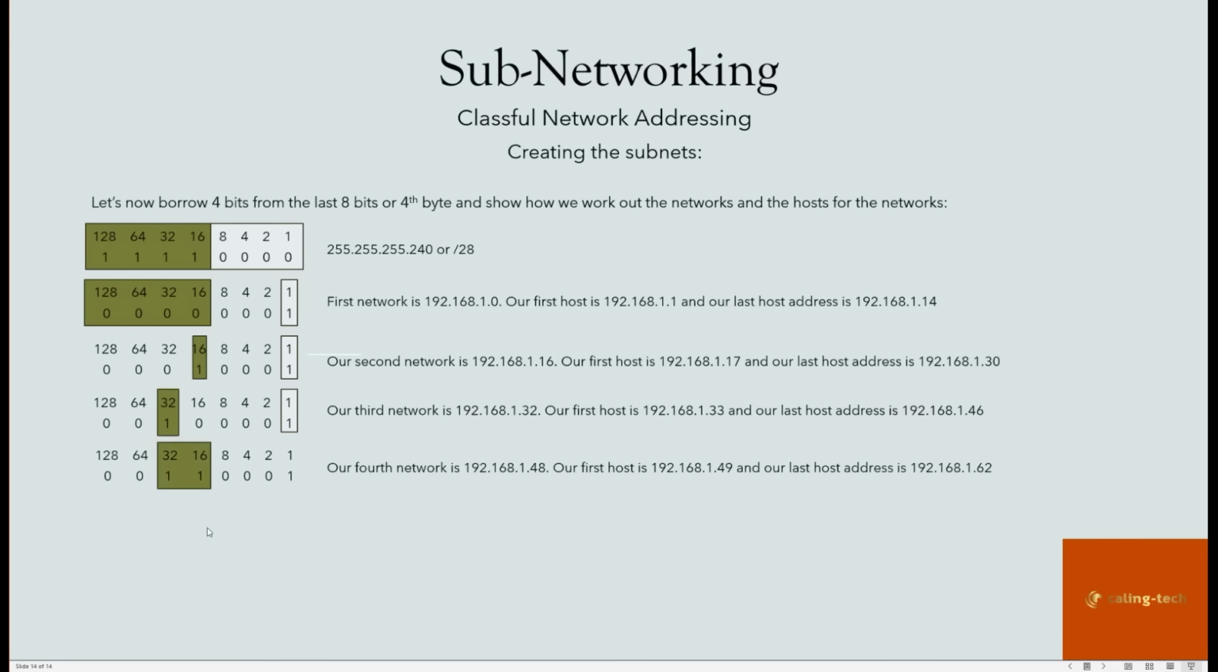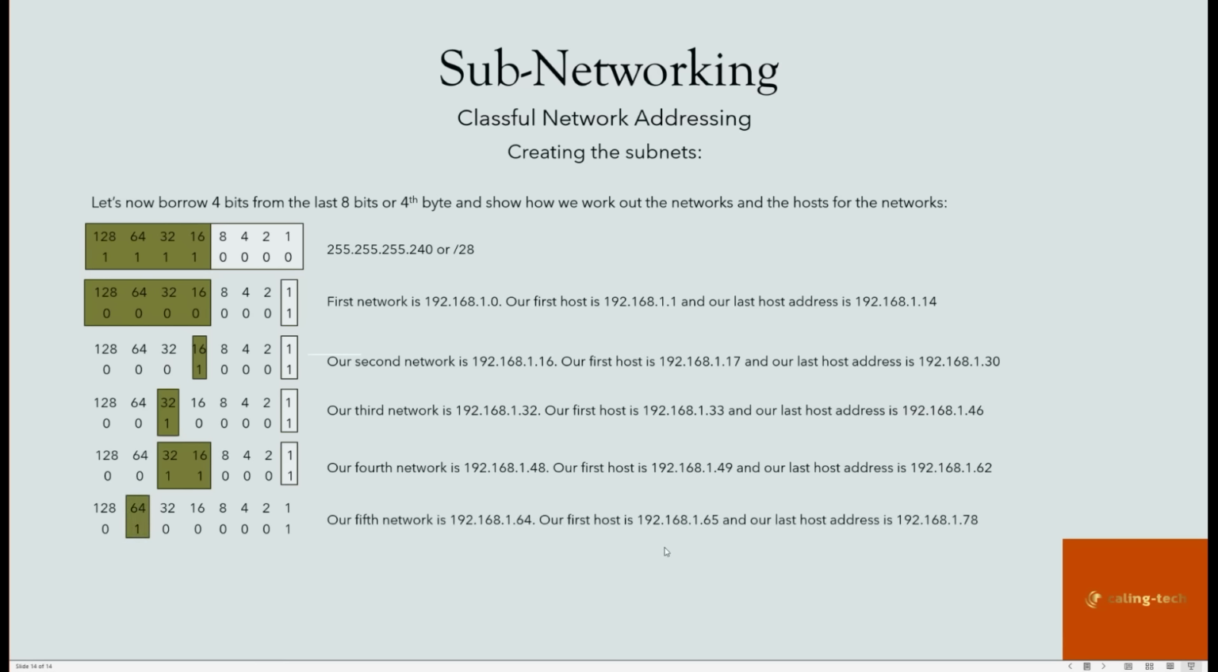Our fourth network, we now turn on these 2 bits, so it becomes 32 plus 16. So you can see now how it's going up in 16s. We started at 0, we went to 16, we went to 32, now we're on 48. So that's our fourth network, it starts at 48. Our first host is going to be 49, we add that together and it becomes 49. And our last host address is 62, because if we add another 16 to 48, we get 64. Minus 2 off of that, 62.